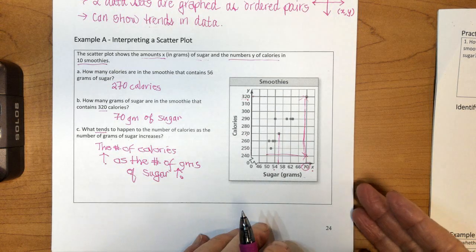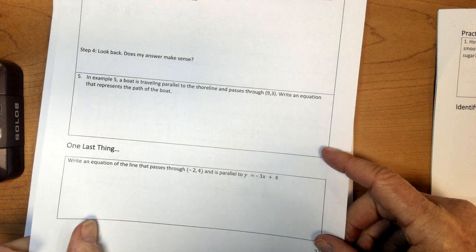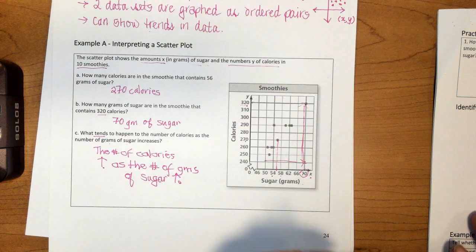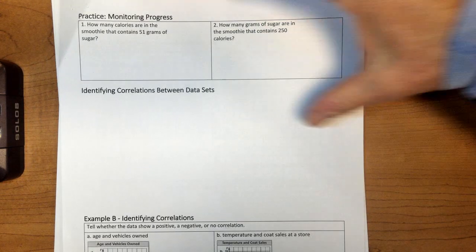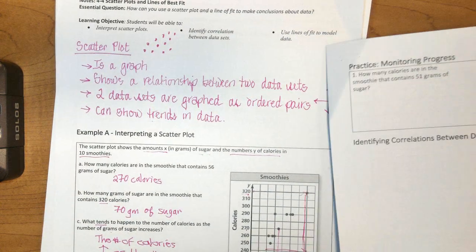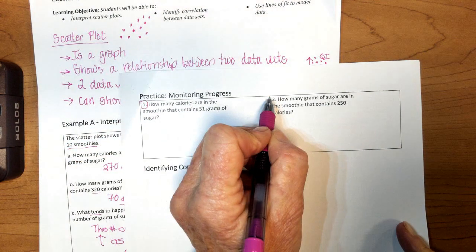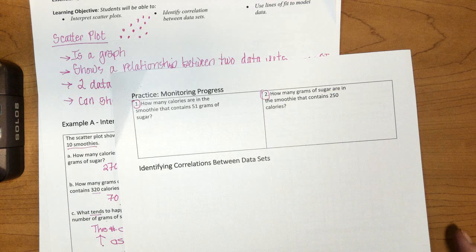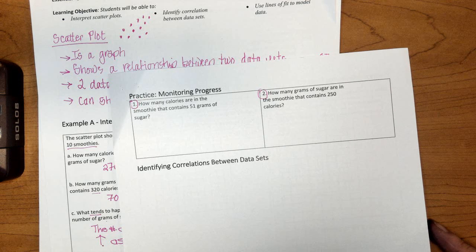So let's go ahead and look at the next page, on page 24. Sorry, I got the wrong page in front of me here. So here's page 24. What you're supposed to do is use the same graph, so use this graph right here, and answer number 1 and number 2. I'm going to ask you to do that later, just to make sure that we get through this video okay.